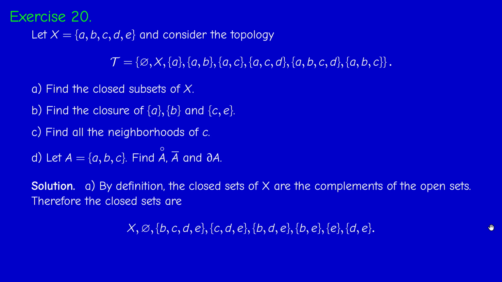Second question, find the closure of the singleton A, the singleton B, and the set CE. By definition, the closure of a set is the smallest closed set of X containing it. If you look at the list of all closed sets, there's only one closed set that contains A, which is the whole space. So the smallest one is X. So the closure of A is X.